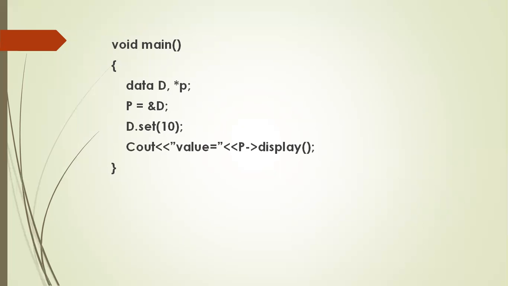So in this example, I will illustrate both. One member function I have accessed through the dot operator. Another member function I have accessed through the arrow operator. But before calling the member function through the pointer, the pointer must be initialized to the address of the object. So that's the reason I mentioned p equal to ampersand d. Now p holds the address of d, where d is an object.